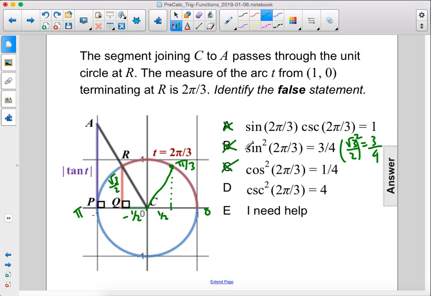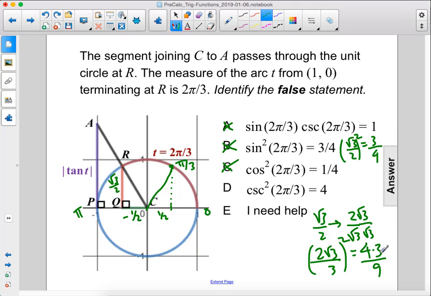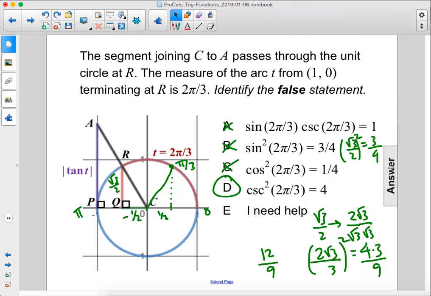Well, cosecant is the reciprocal of sine, and sine is the square root of 3 over 2. So the reciprocal will be 2 over the square root of 3. We don't like when there are radicals in the denominator, so we will multiply top and bottom by the square root of 3. So the cosecant of 2 pi over 3 is 2 times the square root of 3 over 3. But then if we square that, that becomes 4 times 3 over 9, which is 12 over 9, which is not 4. So the answer is D.